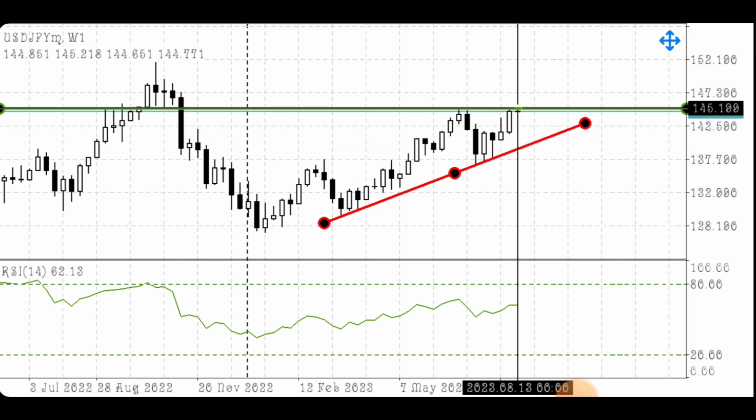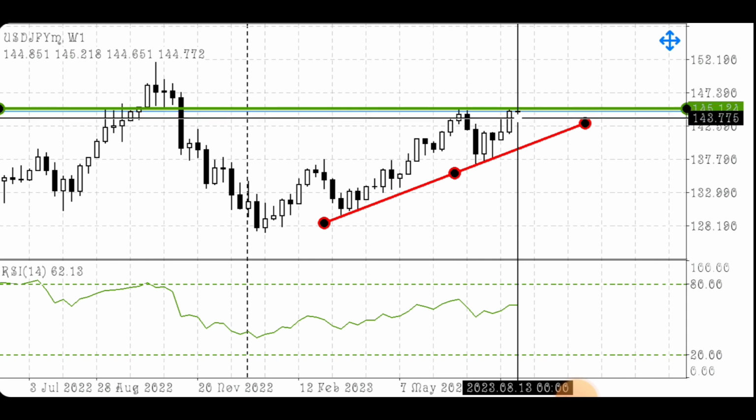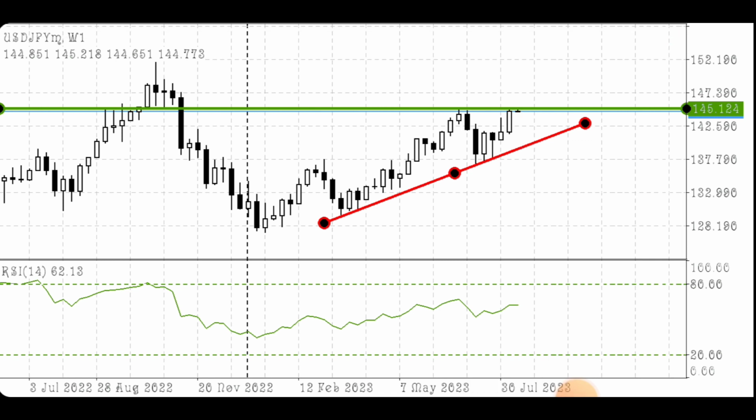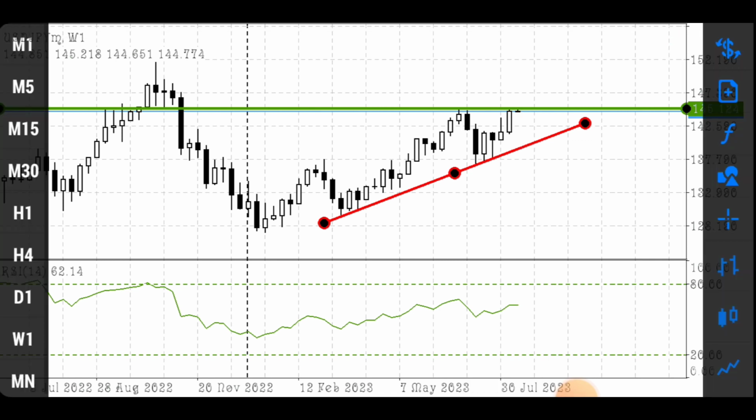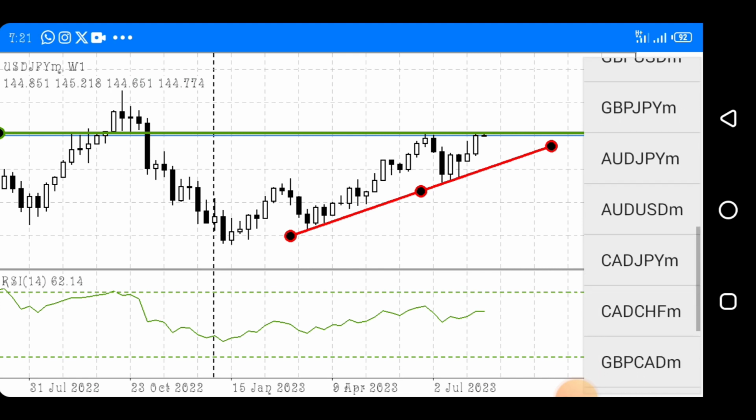But if otherwise, using a smaller time frame to analyze and it breaks out, just buy and take your profit at 149.171. But if it sells, you take your profit at 139.653. Okay, so that's the analysis for USDJPY. Very simple, no stress. Then let's check GBPJPY as well.